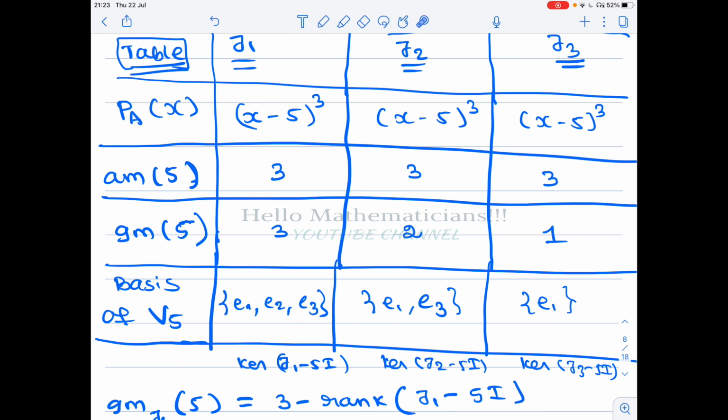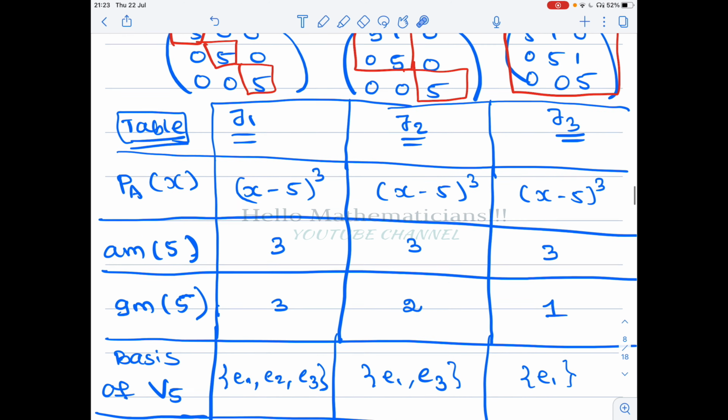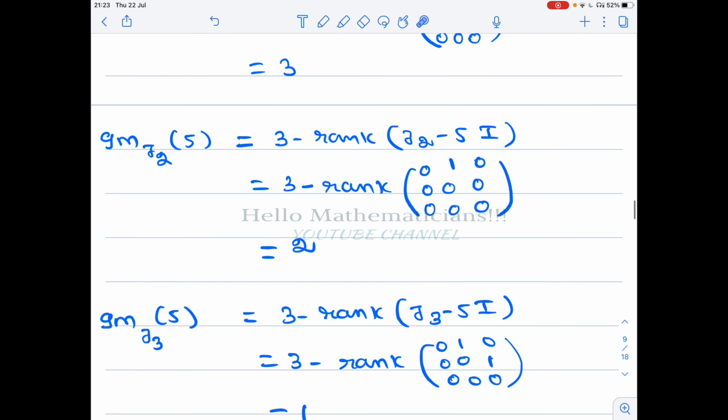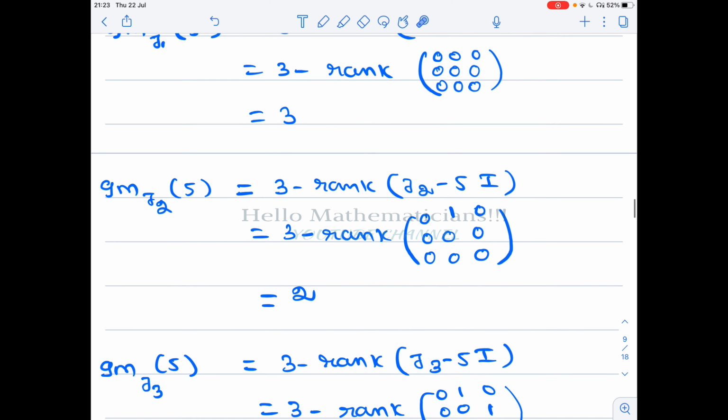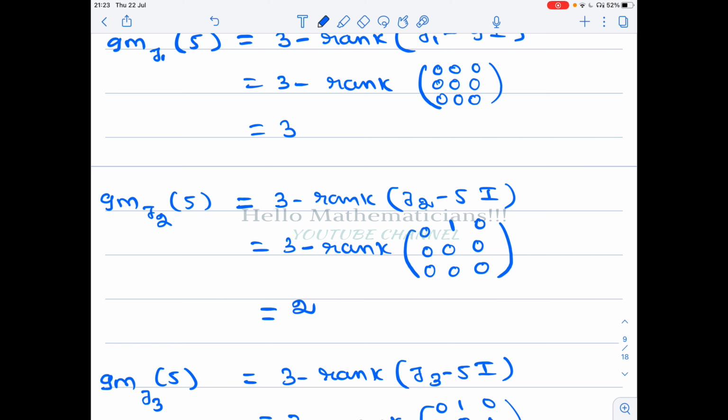Okay. Next, we calculate the kernel of J2 minus 5i. So this is J2 minus 5i. If you look at J2 minus 5i as a matrix, what is the first column? This is the image of E1. The first column is the image of E1, the second column is the image of E2, and the third column is the image of E3. This is how we calculate the matrix.